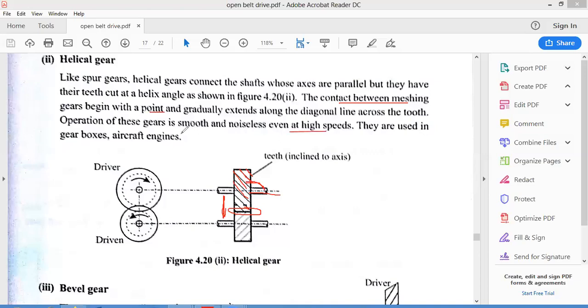This is also used in the gearboxes of our two-wheeler vehicles, and even in cars, any type of vehicle for power transmission. Spur gears are generally not preferred because the power transmission has to be at a higher rate. Okay, we'll stop here for today.